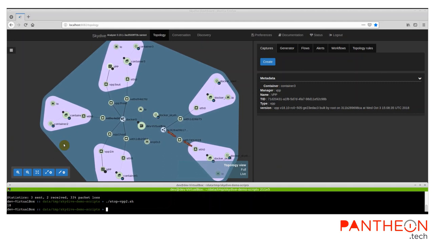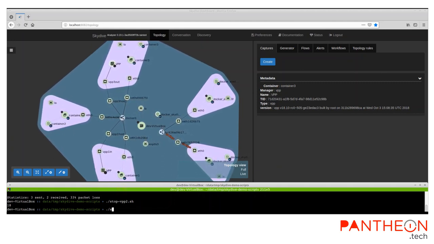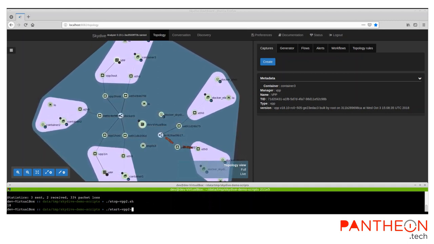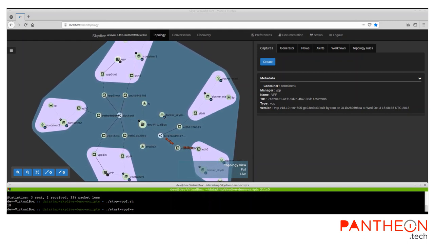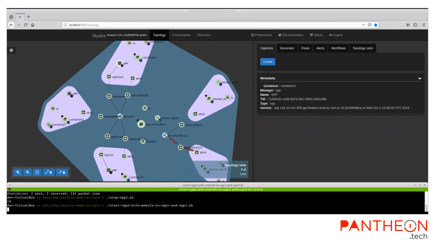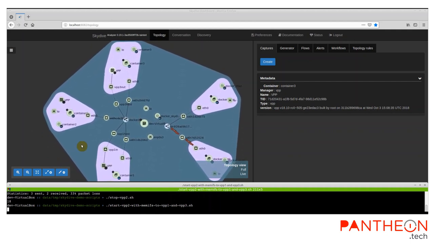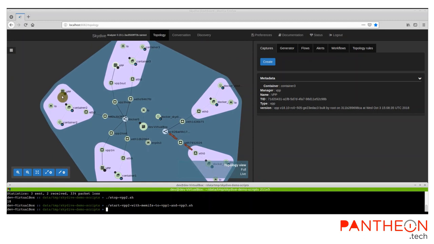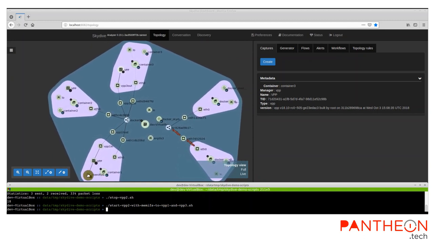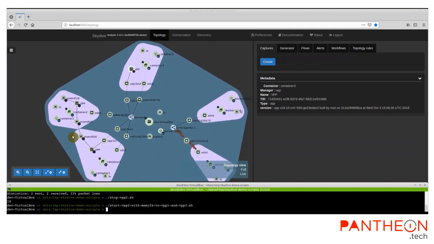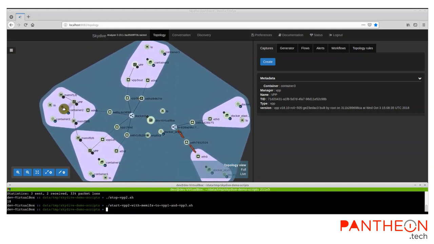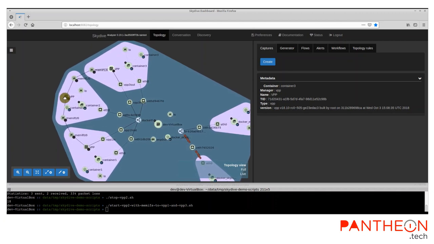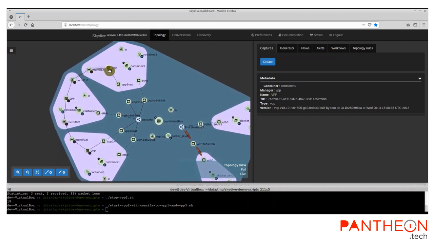We can undo this by starting the VPP again together with its memif tunneling. The VPP is up again. Also, the memif endpoints are being created and joined together. So once again, we have up and running VPP correctly joined with other VPPs by memif tunnels.